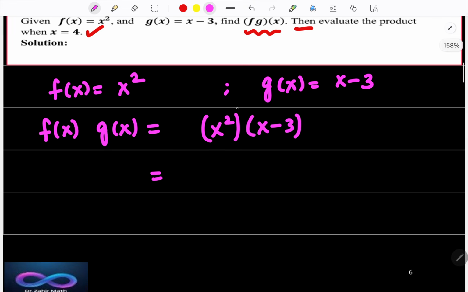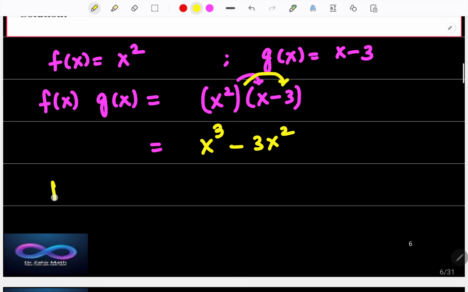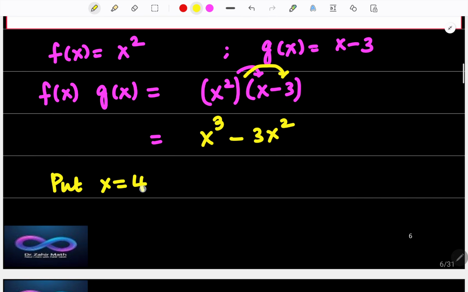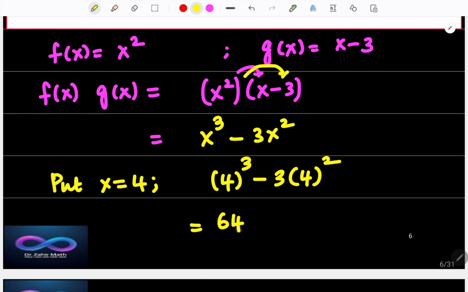This equals, multiply this, you will get x power 3. Multiply this, you will get minus 3x square. Now you are going to put x is equal to 4. When I put x is equal to 4, it is 4 power 3 minus 3 times 4 power 2, which is equal to, 4 power 3 is what? Either you can put it in the calculator or you can do it manually.